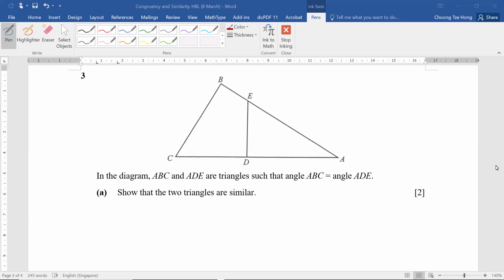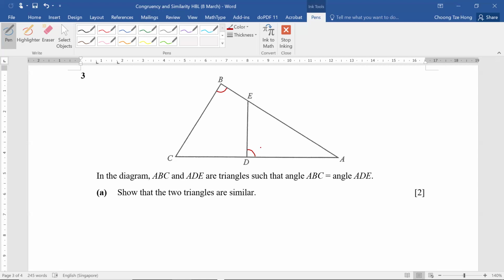So in the diagram, ABC and ADE are triangles such that angle ABC equals angle ADE. So this angle is equal to this angle. We are not told that these two angles are right angles, so never assume that they are 90 degrees, alright? We are asked to show that these two triangles are similar.